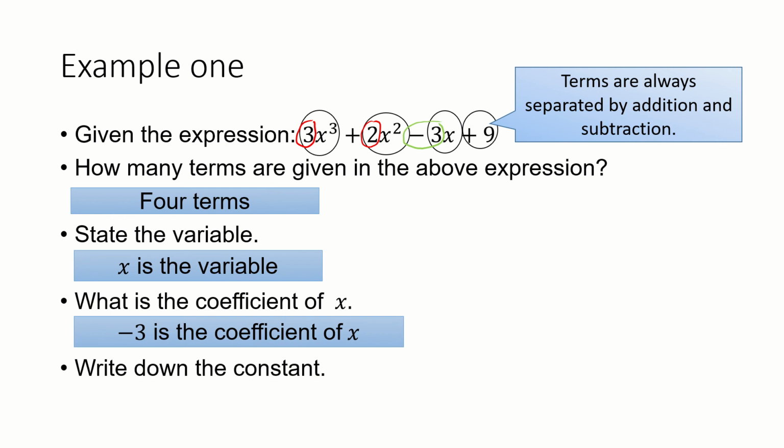Write down the constant. I did explain earlier on, a constant, it's a number that is on its own and it's not multiplied or divided by a variable. Which number is that? Correct, that number is 9. So 9 is the constant.